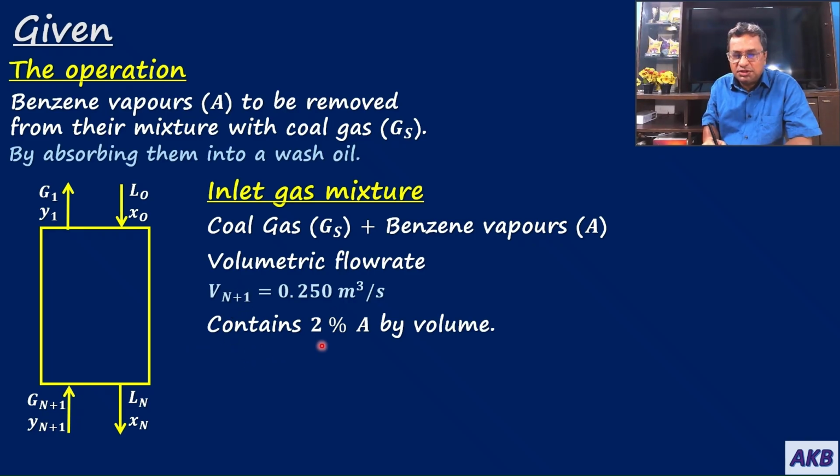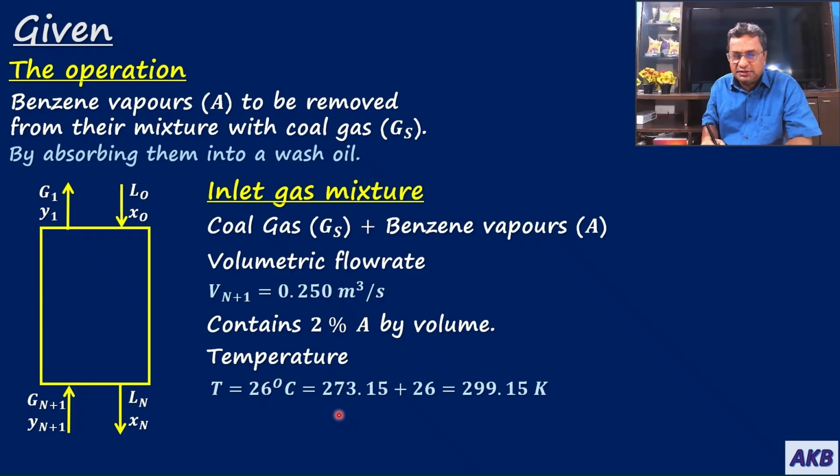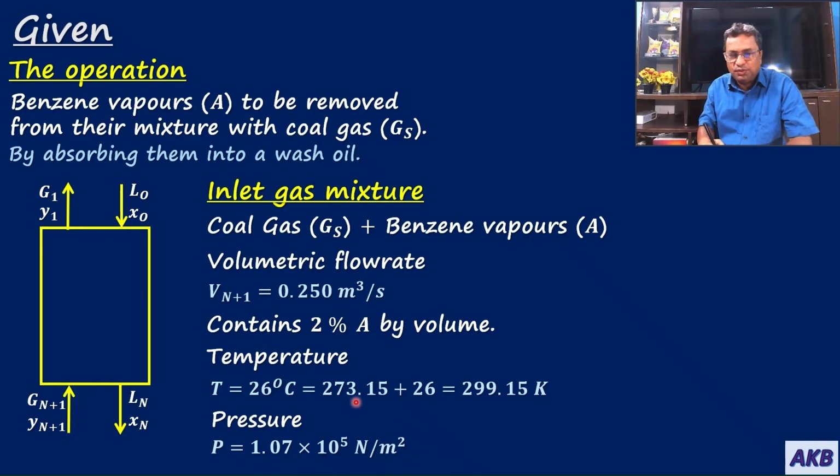Then the inlet gas mixture contains 2% E by volume. We need to convert it to mole fractions. Temperature is given to us. It is 26 degrees Celsius, which is 273.15 plus 26, that is 299.15 Kelvin. Pressure is given to us. Pressure is 1.07 into 10 to the power 5 Newton per meter square.